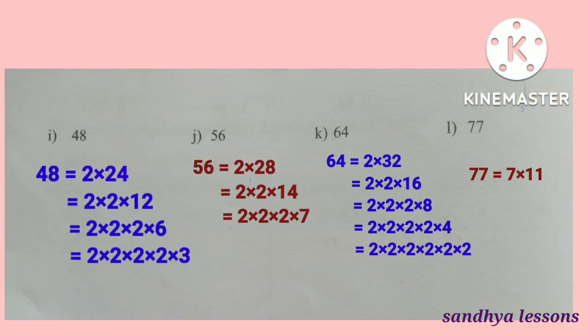Prime factorization of I problem, 48, is 2 into 2 into 2 into 2 into 3. Prime factorization of 56 is 2 into 2 into 2 into 7. Prime factorization of 64 is 2 into 2 into 2 into 2 into 2 into 2. Prime factorization of 77 is 7 into 11.